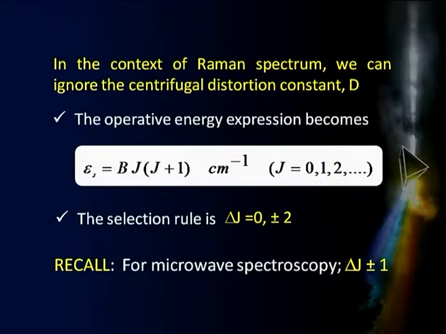Now, you should contrast this with what we had in case of microwave spectroscopy. When we talked about a rotational spectrum, we know that in that case our delta j happened to be plus minus 1, that is the rotational energy level could change only by 1 unit, whereas in case of Raman spectrum we have it changing by 2 units. It is a very significant observation here.